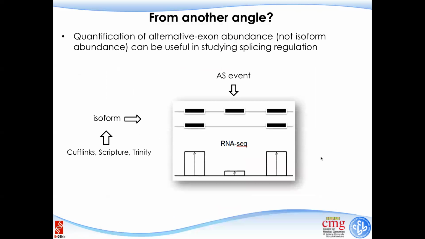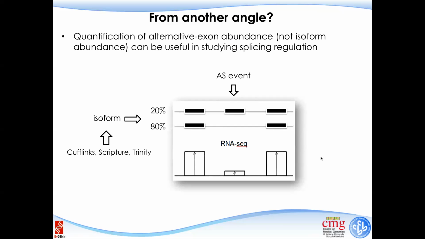So with this point, we changed our idea on alternative splicing to another angle, other than reconstructing all the isoforms. We want to focus on quantification of alternative exon abundance. This can be used, firstly, for the study of splicing regulation. And secondly, if you just want to do prediction and biomarker identification without any mechanism interpretation downstream, you just want biomarkers that can discriminate disease conditions. These are informative enough.